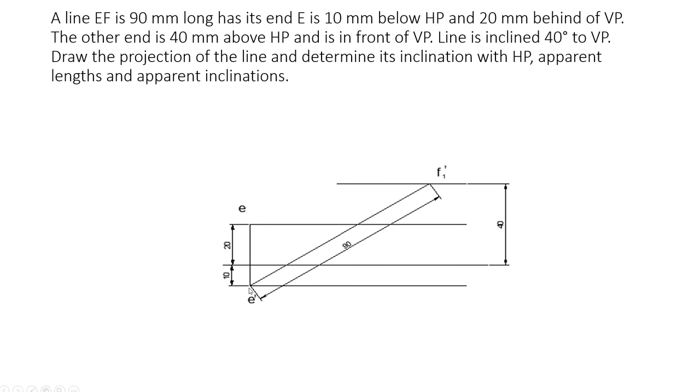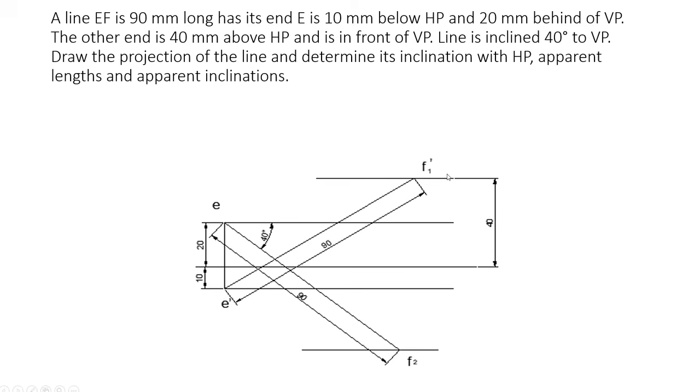Now from E dash, line length is given as 90 mm. So from E dash, cut an arc of 90 mm on this 40 mm locus and name that point as F1 dash.